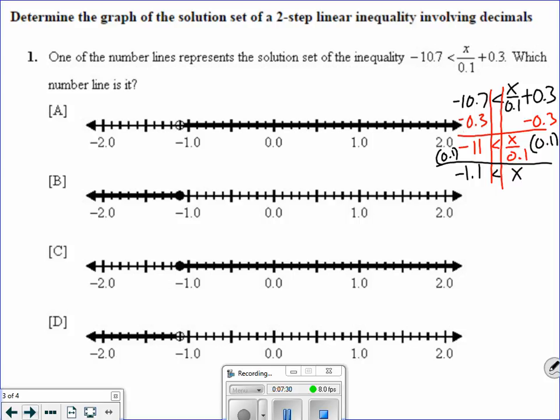Now again with this one, I want to keep my x on the left side, so I'm going to flip it around and say x is greater than negative 1.1. So it's just a greater than symbol, so this is going to be an open dot, and it's going to point to the right, and it's going to be on negative 1.1. So negative 1.1, open dot, pointing to the right, that is letter A.